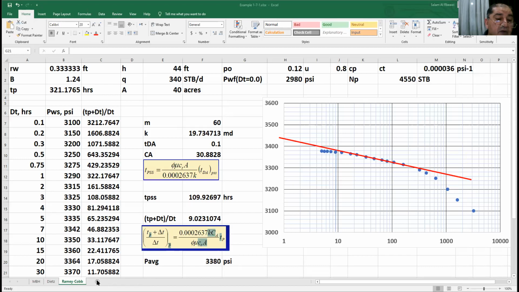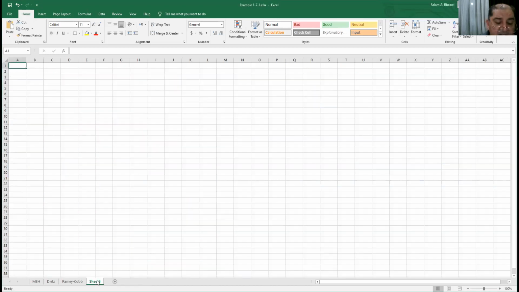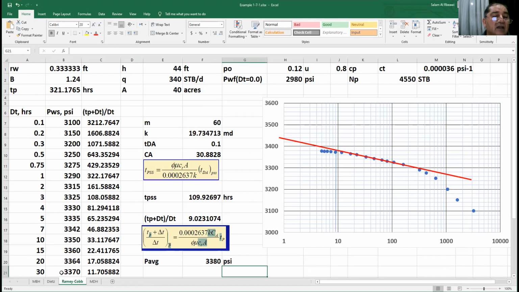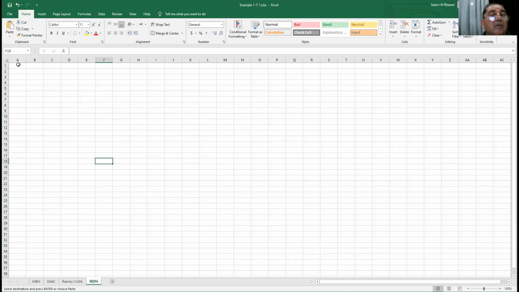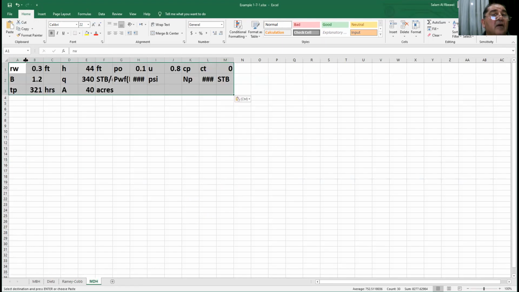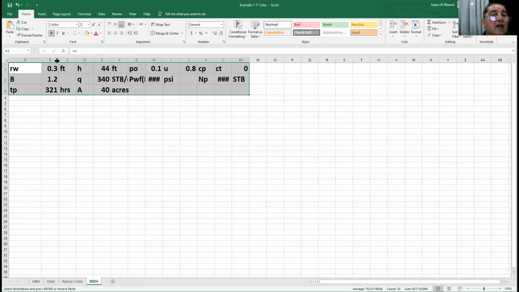Okay, this is the example. I'm going to open a new sheet and rename it MDH. Now I'm going to bring the same data, guys. Copy, and put it here.